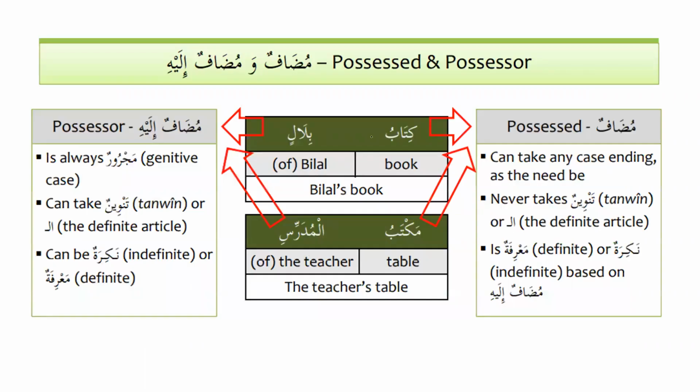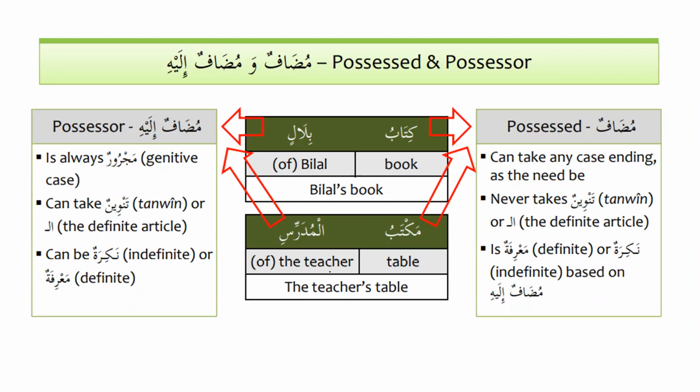Now, we have already learned about mudafun wa mudafun ilayhi, the possessed and the possessor, and we have learned that mudaf is light. That means it does not accept tanween, and also it does not have al. And mudafun ilayhi is always majroor. So for example, we say kitabu Bilalin, book of Bilal or Bilal's book. And similarly, we say maktabu al-mudarrisi, the teacher's table, or the table of the teacher. So this is something that we have learned already.